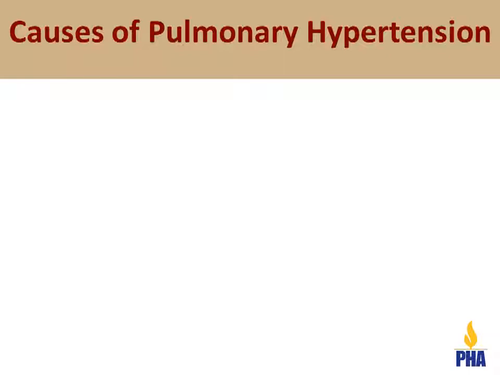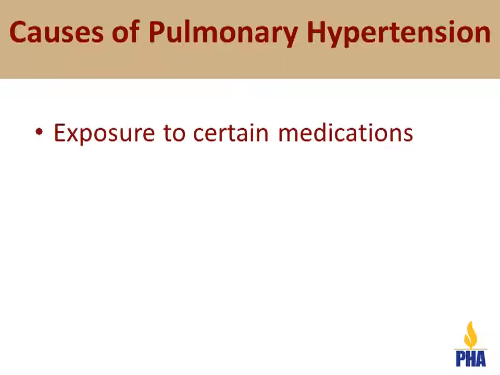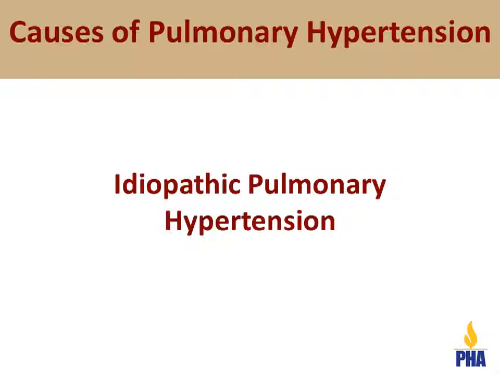There are many different causes of pulmonary hypertension. For example, exposure to certain medications as well as heart defects, such as a hole in the heart, may cause pulmonary hypertension. But in many cases, we do not know the cause, and we call it idiopathic pulmonary hypertension.